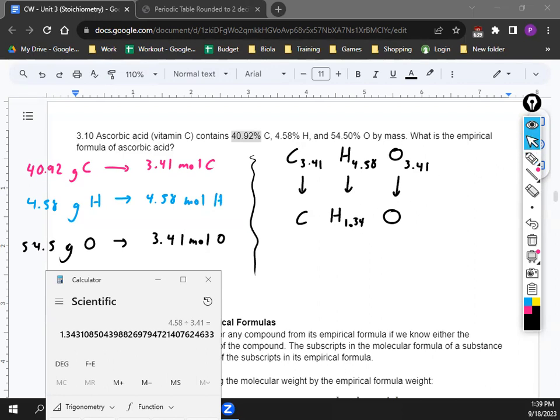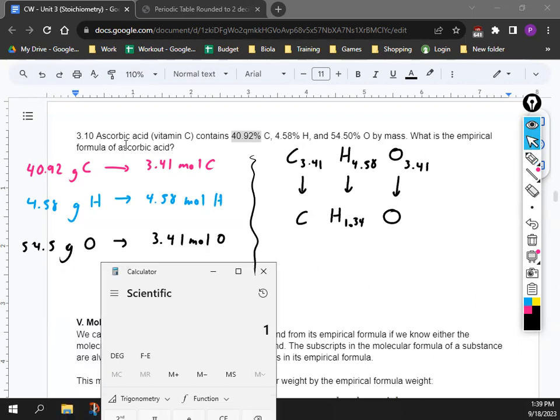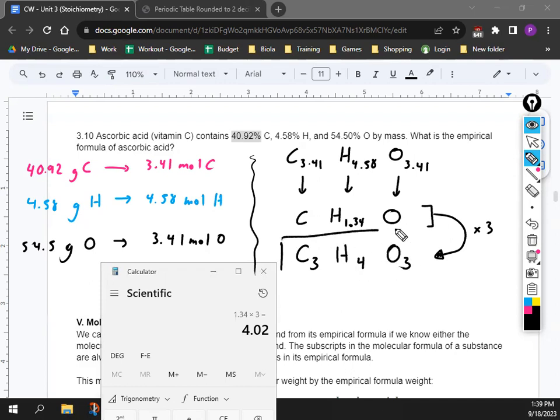Okay. So what we can do is take the 1.34, and I just multiply it by 2. Is that close to a whole number? Not really, right? So that's probably not the best one. So just keep going up, multiply by 3. Now, is that close to a whole number? Yes. So that's very close to 4. So that's going to work. So what we're going to do is take this entire formula and multiply it by 3, because if we do that, we get C3, H 4.02, which is very close to 4. So H4 and O3. And that's how you can make an ugly empirical formula into something nice and clean like that. Okay.